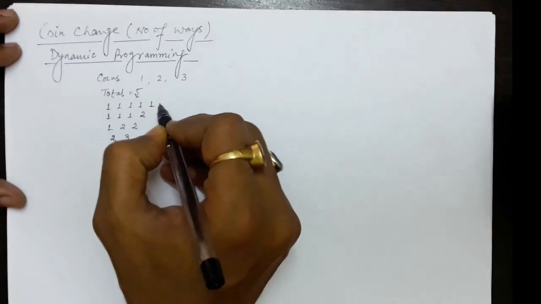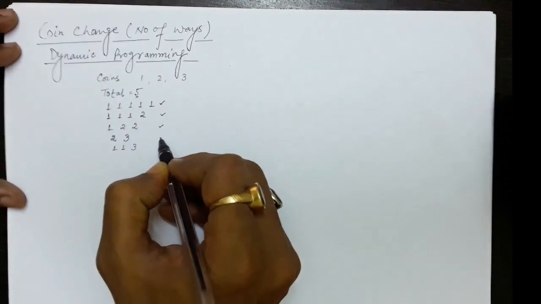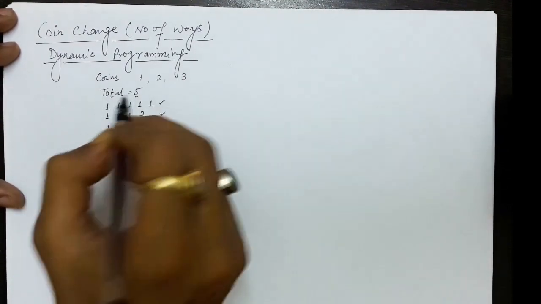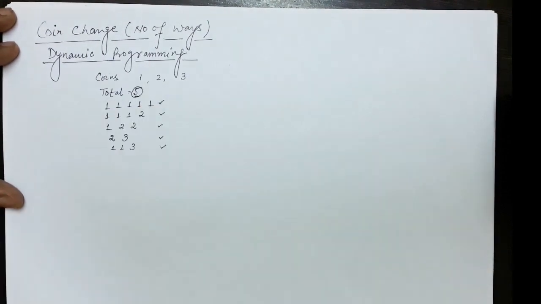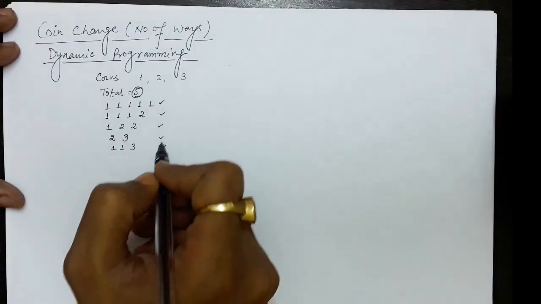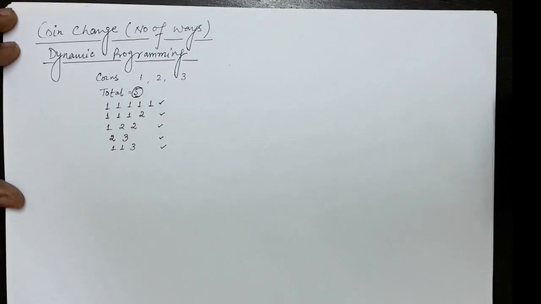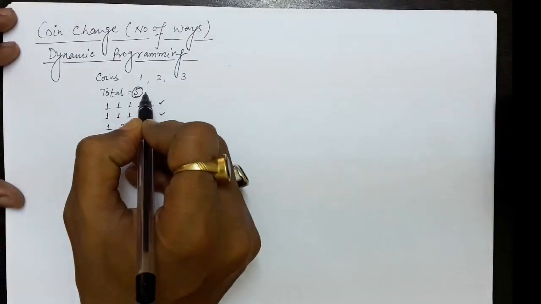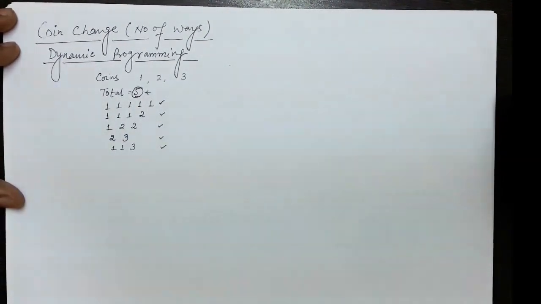So these are the 5 different ways by which 5 can be generated with the given coins. So we actually have to find the total number of ways by which this 5 can be generated from the given denomination. And we are considering that we have an infinite supply of these coins.